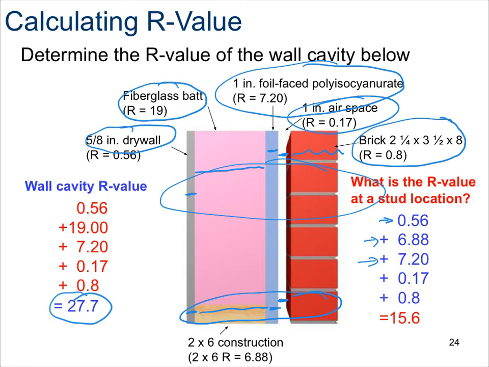We have the gap in the airspace, which has an R value of 0.17. And then we have, again, the brick wall, which has an R value of 0.8. So if I add those values together, I get an R value of 15.6.